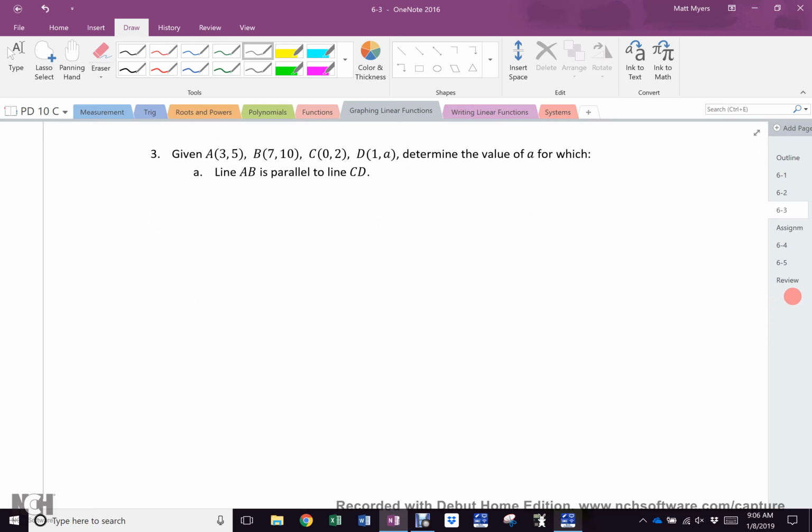Sorry, ladies and gentlemen, I forgot about page 237. If they're parallel, what do I know about AB and CD? They're the same. So y2 minus y1 over x2 minus x1 would have to equal the same thing, right? Which of those can I fill in? Can I fill in the AB or the CD right now? I can totally fill in AB, right? Once I fill in AB, I can use these letters to work out CD, right?